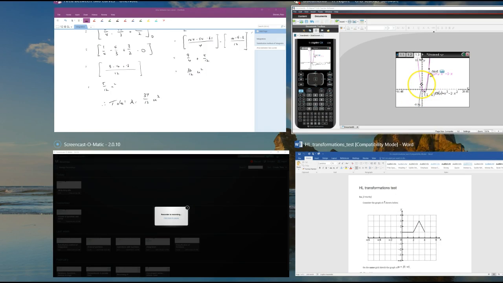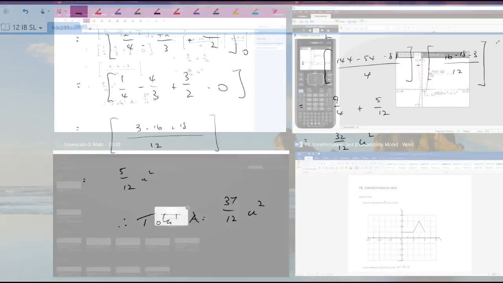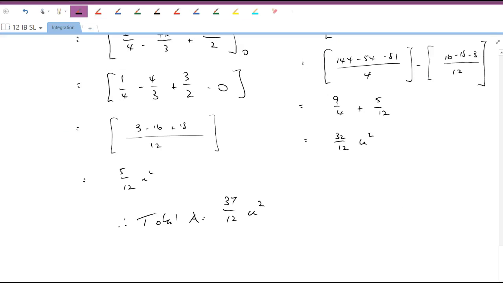We've utilized the calculator to find out what the graphs look like, where the points of intersection are, what's the upper curve, what's the lower curve. Okay, plenty to take in there.